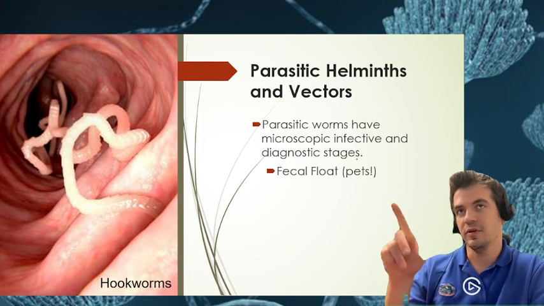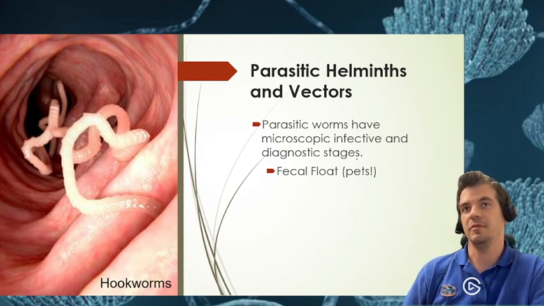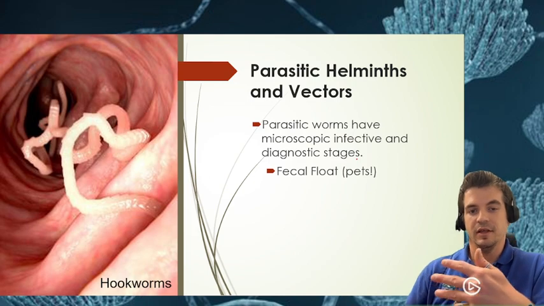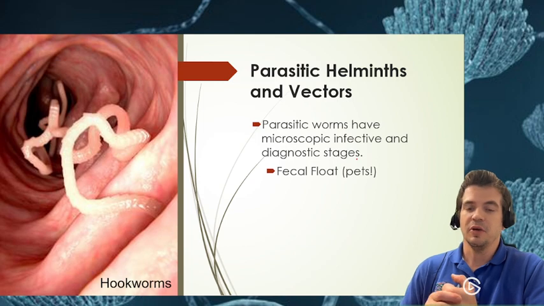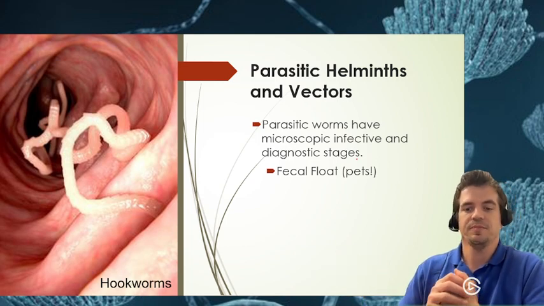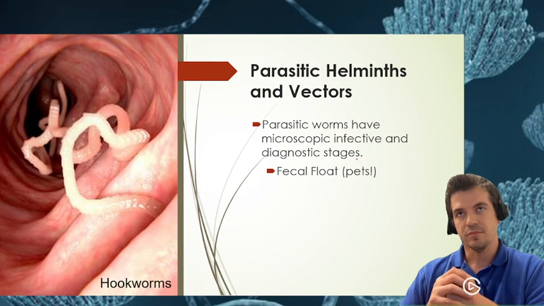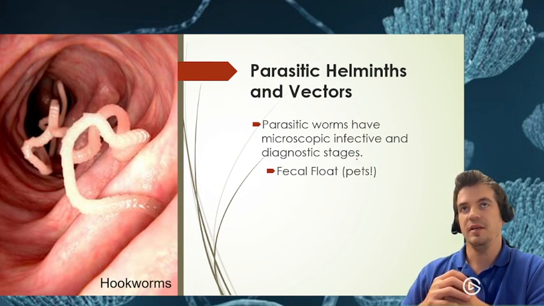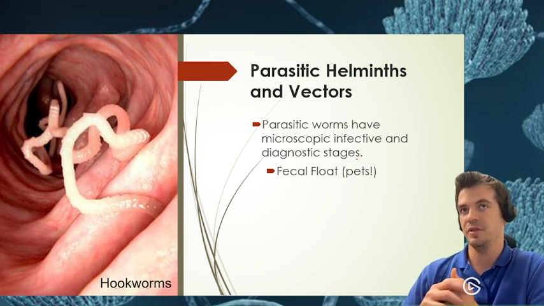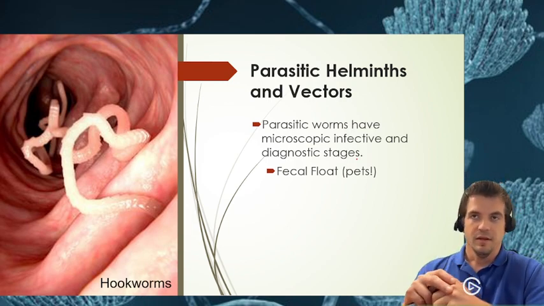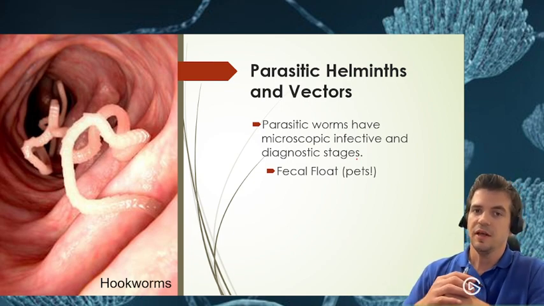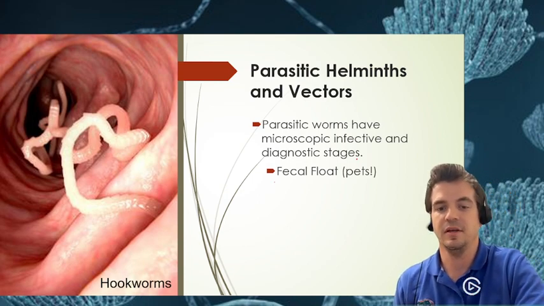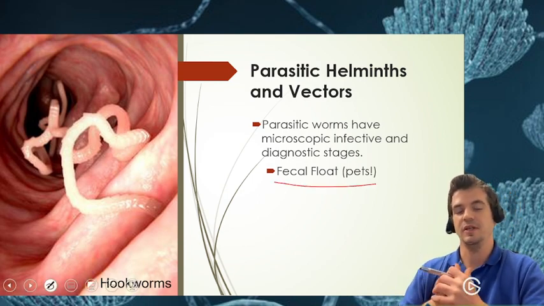So as discussed before, we talk about parasitic helminths as one of the six microorganisms, and here you can see hookworms inside of an intestine. And the reason we study helminths is because of the eggs. The eggs are actually microscopic, and so you can't see them without a microscope. You can ideally test for them, and vets across the nation do this every day.